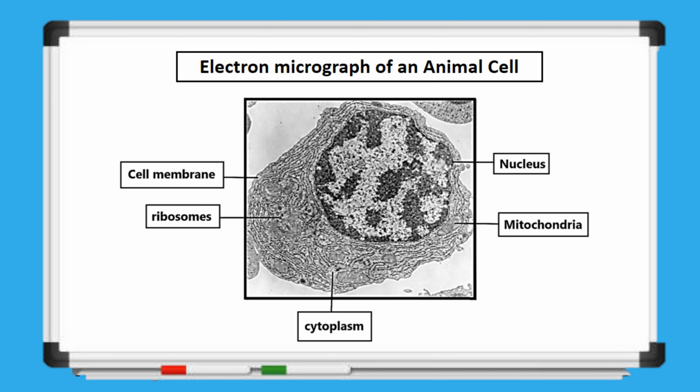When examining the electron micrograph of an animal cell, we see a black and white image highlighting various structures. The cell membrane serves as the outer boundary of the cell. The large nucleus is prominently visible, along with the coiled structures found within it. Additionally, the mitochondria are clearly defined in this image, and we can also observe ribosomes in the electron micrograph. Finally, the cytoplasm contains various organelles, providing insight into the cell's internal environment. This illustrates how an animal cell appears under an electron microscope.